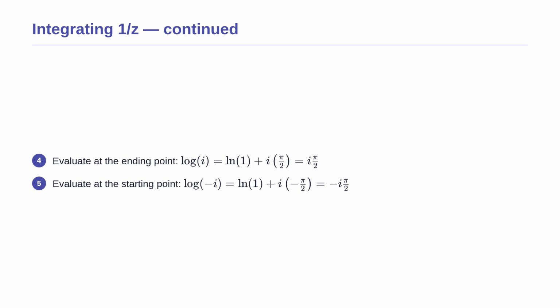The angle pointing straight up to i is 90 degrees, which is exactly pi over 2 radians. Therefore, the logarithm of i is purely imaginary, giving i times pi over 2. Next, we evaluate the logarithm at the starting point, negative i. The distance is again 1, so the real part remains 0. The angle pointing straight down to negative i is negative 90 degrees, which is exactly negative pi over 2 radians.